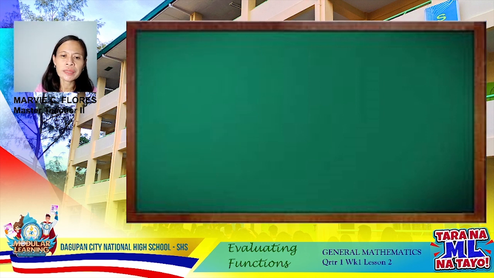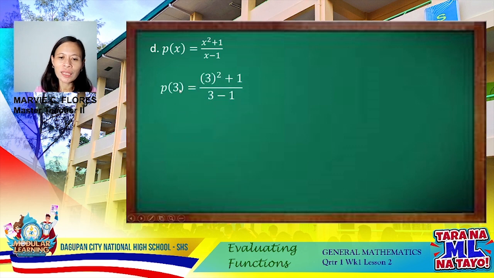Another example. What about p of x is equal to x squared plus 1 all over x minus 1, where x is equal to 3? So, we're going to substitute. p of 3 is equal to 3 squared plus 1 all over 3 minus 1, where 3 squared is equal to 9, plus 1, all over 2. Why 2? From our denominator, 3 minus 1, that is 2. Again, 9 plus 1 is 10, then divided by 2. And 10 divided by 2 is 5.